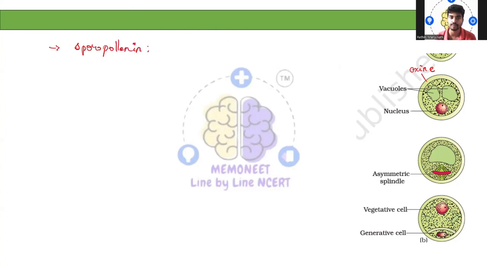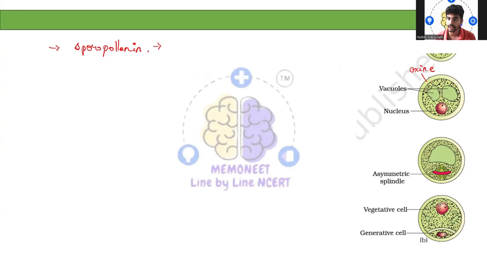So what is sporopollenin? It is a highly resistant organic material. That means it helps in withstanding any temperature, pH, or acidic condition. That's why it won't allow the pollen grains to get destroyed easily. It can withstand high temperature, strong acid, and alkaline conditions. No enzymes are yet found which could degrade sporopollenin.